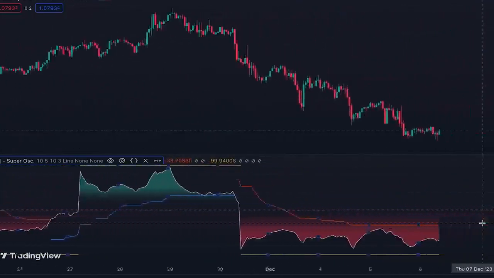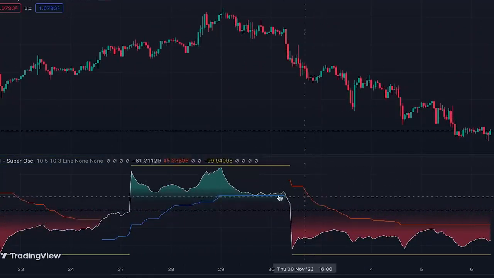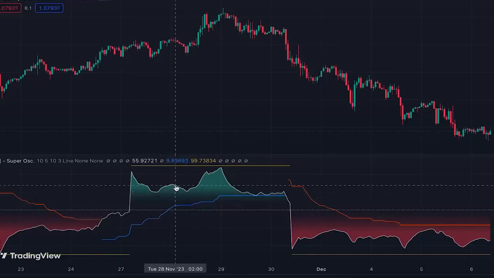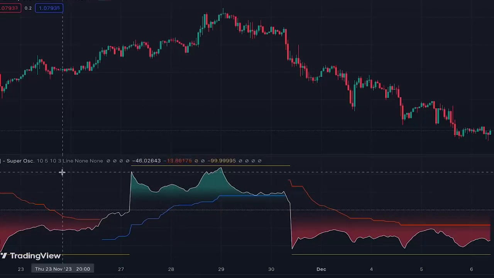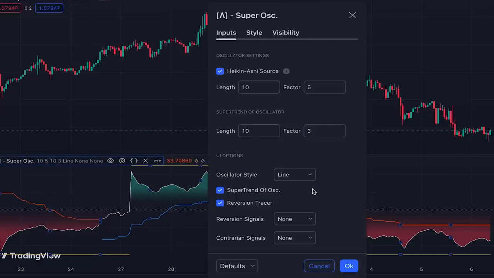Alright, as you can see, besides this white line, which is the SuperTrend oscillator, we have red lines and blue lines also, which are the SuperTrend of the SuperTrend oscillator. It's a kind of SuperTrend of a SuperTrend. If you don't need it and you find them distracting, here in the settings of the indicator, you can turn it off here, SuperTrend of oscillator, but we need it for our strategy.